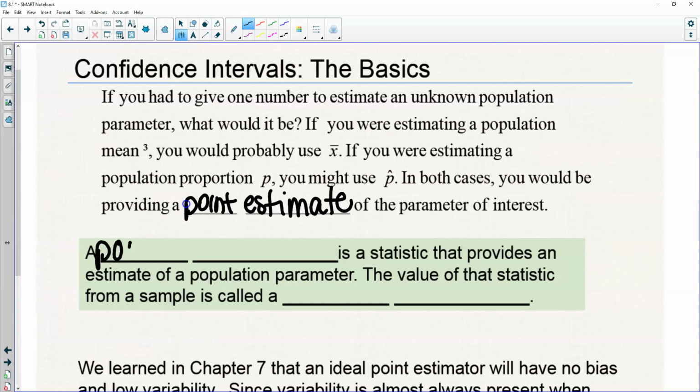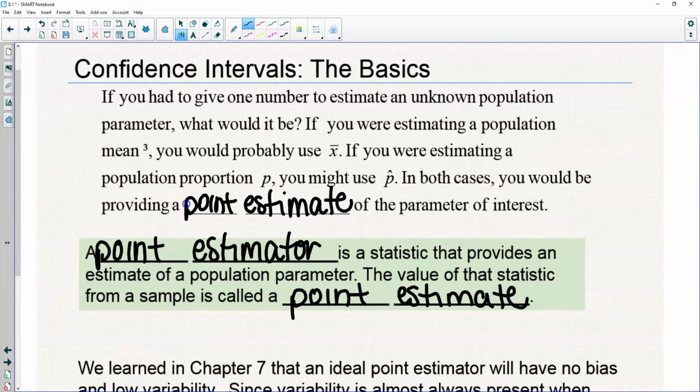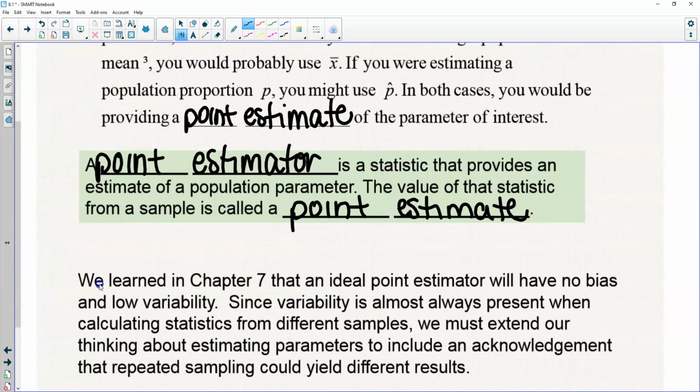A point estimator is a statistic that provides an estimate of a population parameter. The value of that statistic from a sample is called the point estimate. In Chapter 7, we learned that an ideal point estimator would have no bias and low variability. Since variability is almost always present when calculating statistics from different samples, we must extend our thinking about estimating parameters to include an acknowledgement that repeated sampling could yield different results, which is why we end up with an interval of estimates.